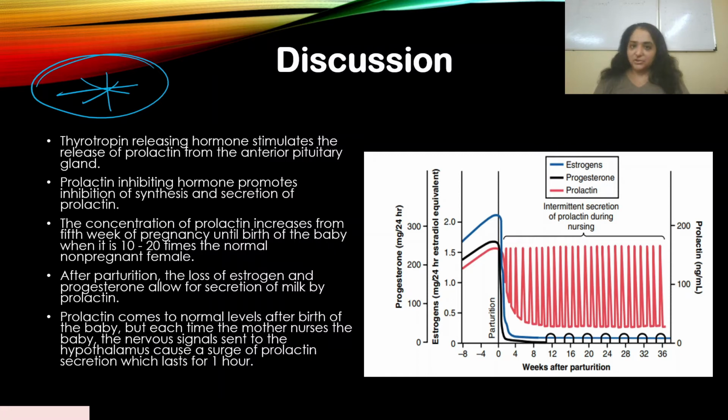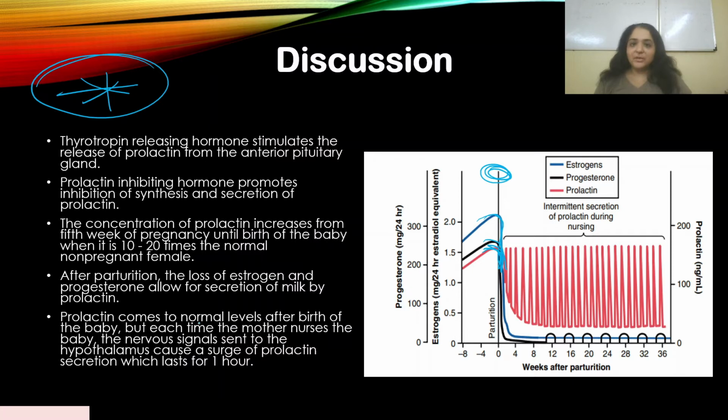So after parturition, that means after the female has given birth to the baby, there's a loss of estrogen and progesterone. And that allows for secretion of milk by prolactin. So estrogen and progesterone in some way were blocking that secretion of prolactin. Now you see this is a diagram over here. The blue line is estrogen. This black solid line here is parturition. After parturition, estrogen has gone down, progesterone has gone down, and prolactin also goes down.